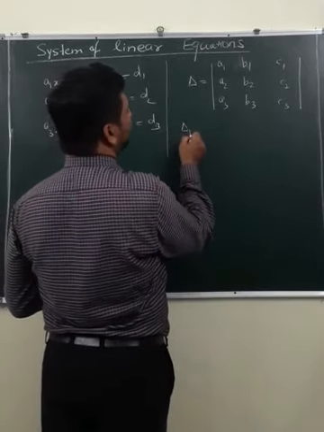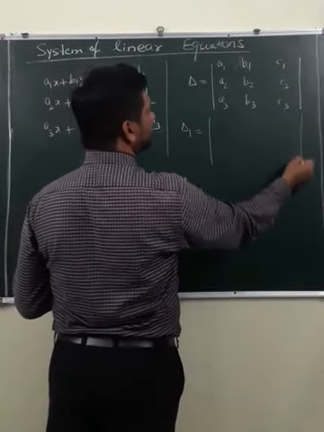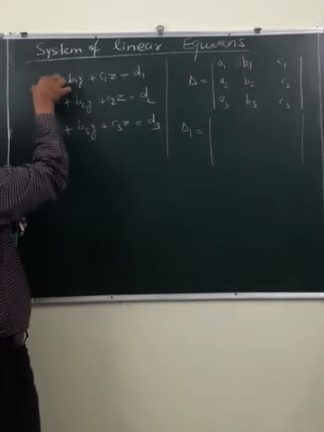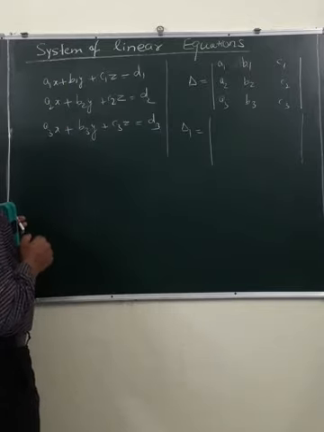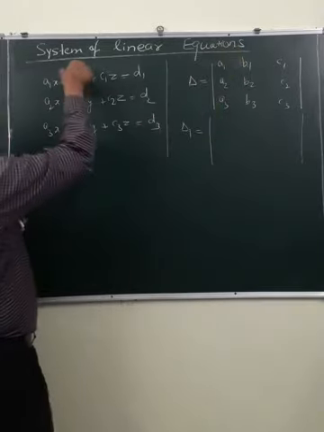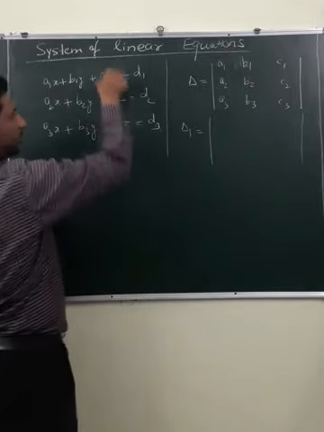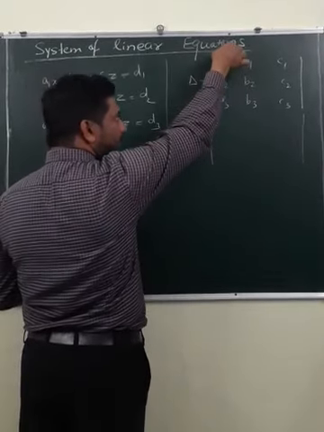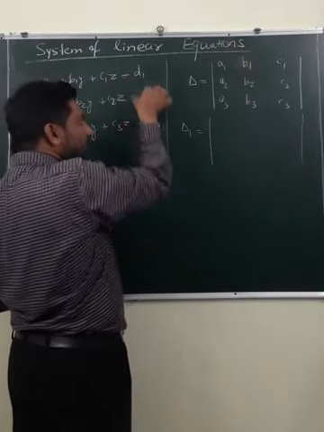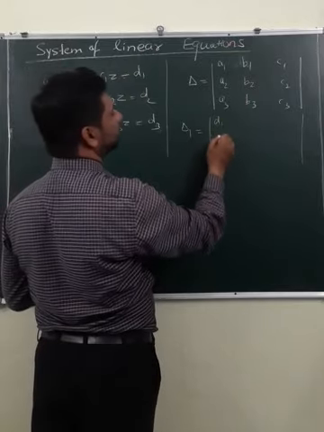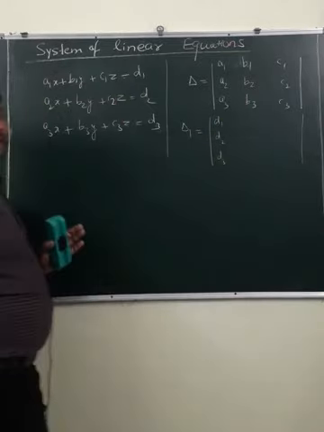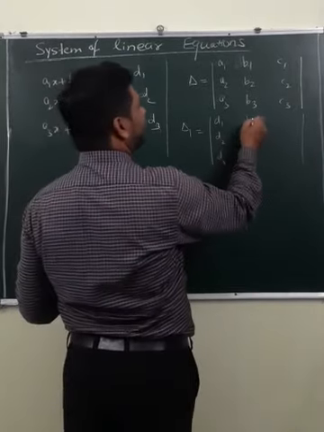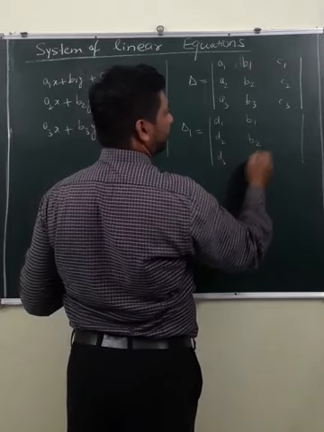And now delta 1. You can see here these numbers A1, A2, A3 are the coefficients of x in the three equations. Okay? And the second column B1, B2, B3 are the coefficients of y, and the third column the coefficients of z. So in delta 1 I will replace the numbers in the first column by the constant values D1, D2, D3. In the place of the coefficients of x I am writing D1, D2, D3, and the remaining columns remain the same.